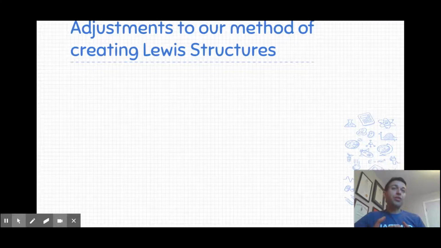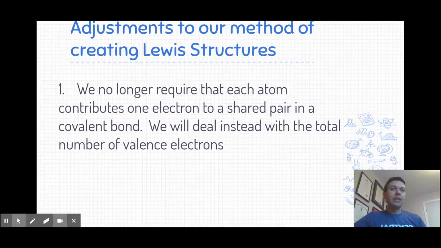We are going to make two primary adjustments to our method for creating Lewis structures. The first is that we will no longer require that each atom contributes one electron to form that covalent bond. Rather, we are going to look at the total number of valence electrons that are available from all the atoms forming bonds and deal with those together, kind of like a pool of available valence electrons that we can form bonds as we wish from those.